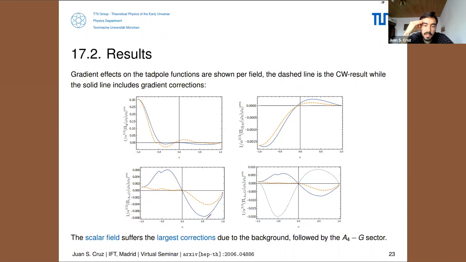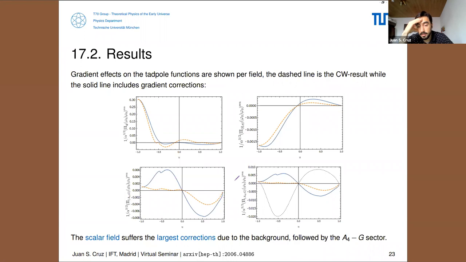So although the total contribution to the tadpole coming from the gauge sector is not that big as compared to the scalar, we can see that the gradients, however, have a great impact on this sector. So the gradients are very important for the gauge G block.